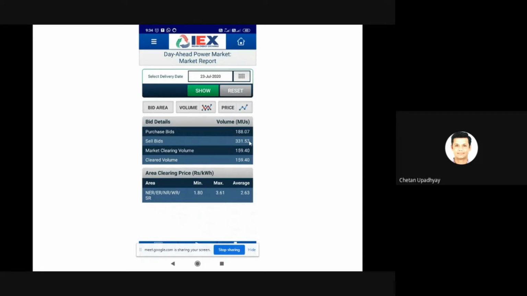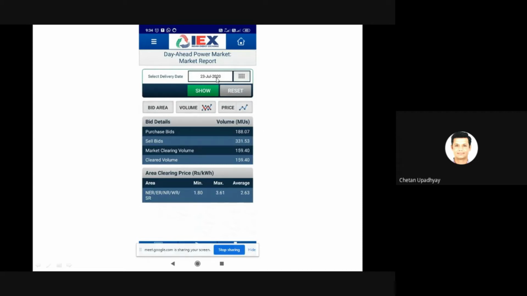So the sellers are there for 331 mega units, and the market clearing volume, that generally we say MCV, is around 159, and cleared volume, that is 159. So whatever market volume is there, that is 159, has been cleared. And finally, the average cost that is decided is 2 rupees 63 paisa. And in that all the regions, northeastern, eastern, northern, western, and southern region has been covered.